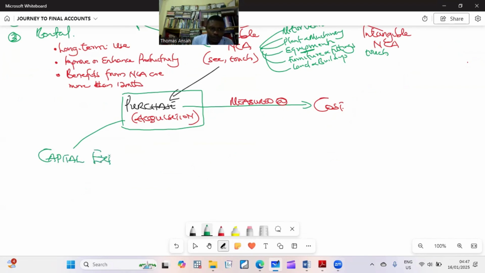So what is a capital expenditure? Capital expenditure simply means expenditure that is made on non-current assets, that is, long-term. It is to improve or enhance productivity, and the benefit from that asset will be more than 12 months. So that is what we mean by a capital expenditure.